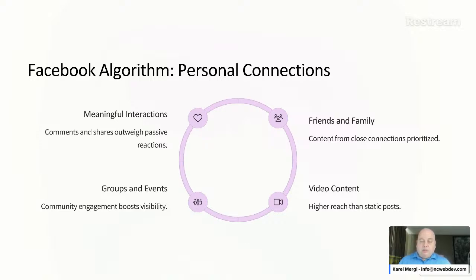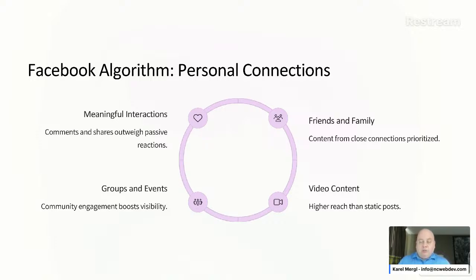Meaningful interactions, comments and shares outweigh passive reactions. Again, same thing. If you go to Facebook, if you leave comments, people interact with you, they come back to you. Screen time. And again, comments. I said that even about Instagram now. This is here, personal connections. So, comments and shares outweigh passive reactions. I'm not really sure how LinkedIn looks at this, but Facebook does like when you passively share for sure. Friends and family, content from close connections prioritized. Yes, Facebook was always about bringing people together. So there you go. You bring people together.